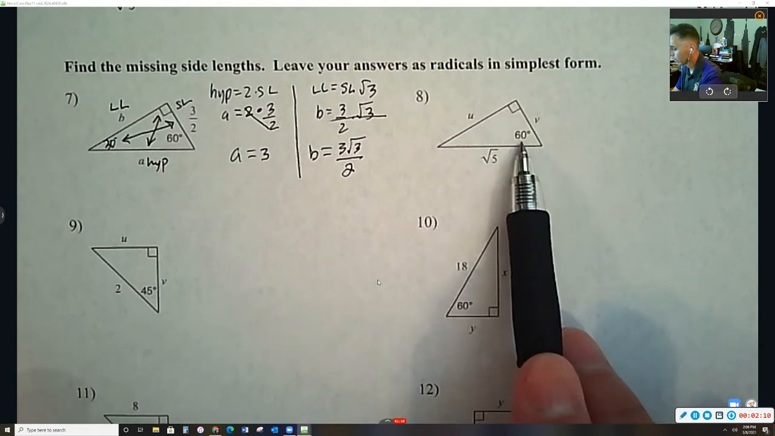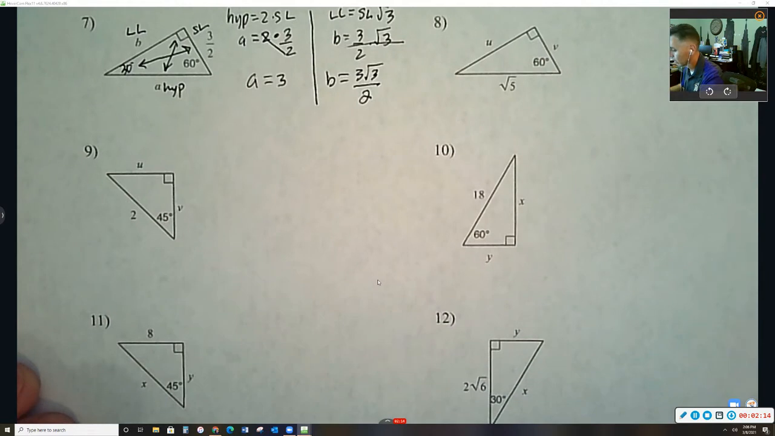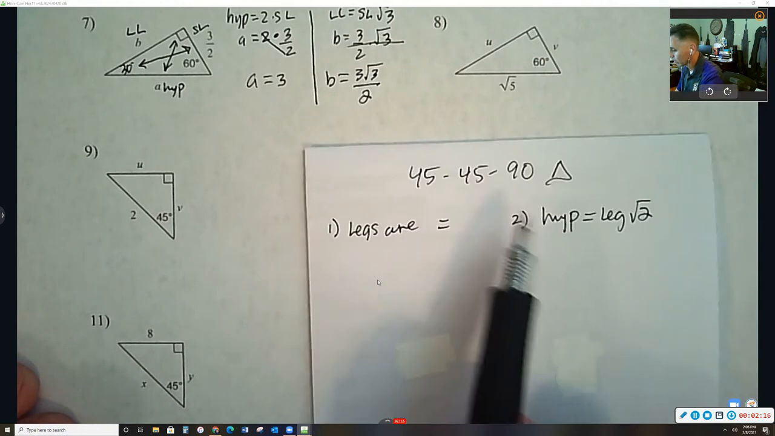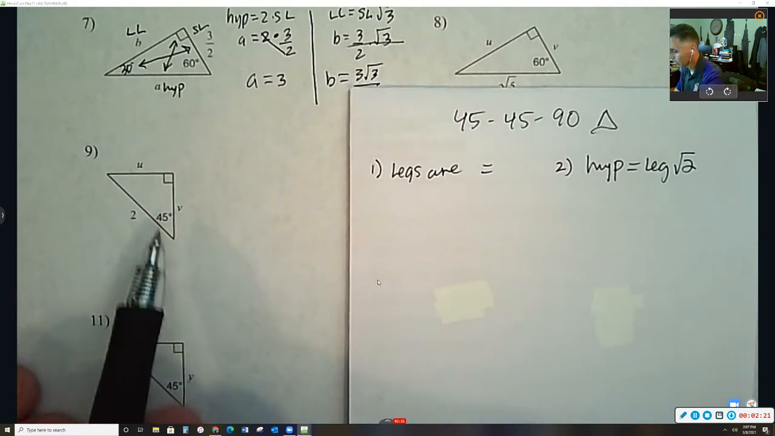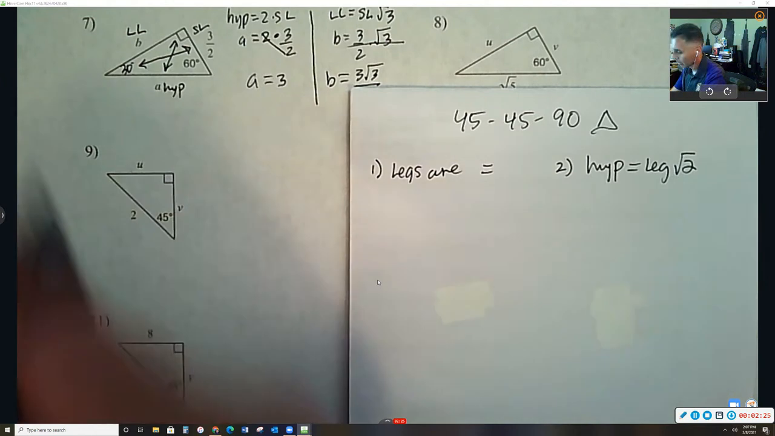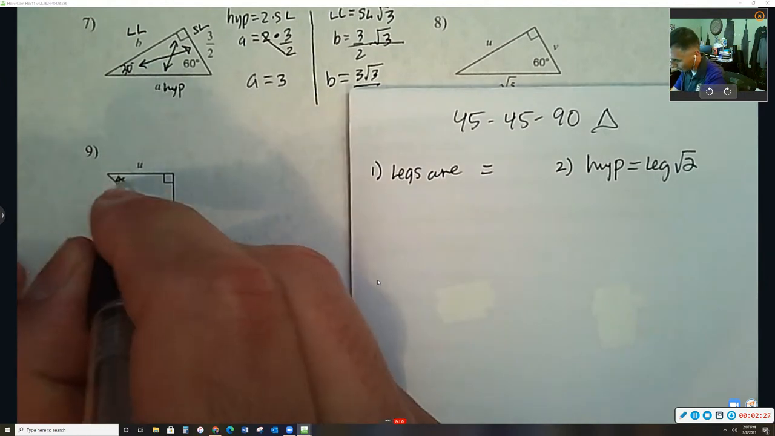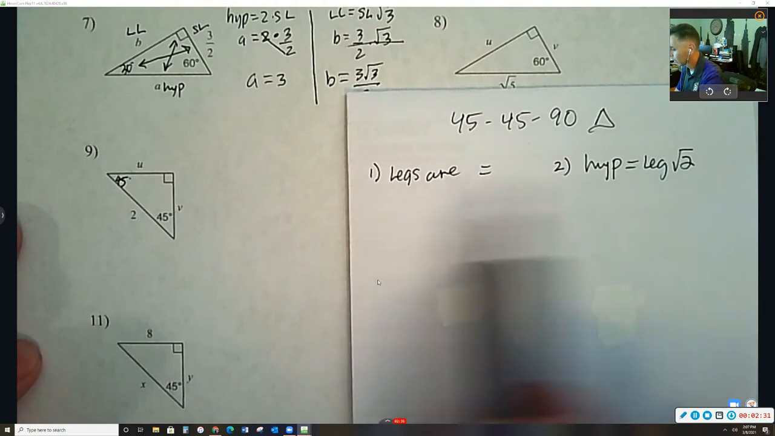I'm going to skip 8 for right now and jump down to 9, because 8 is another 30-60-90 triangle, and I'm going to show you the 45-45-90 triangle. So there are the properties for the 45-45-90 triangle. And remember, I know it's 45-45-90 because that angle there is 45 degrees. So this one has to be 45 degrees. And that one, of course, is 90. So these are the two properties.